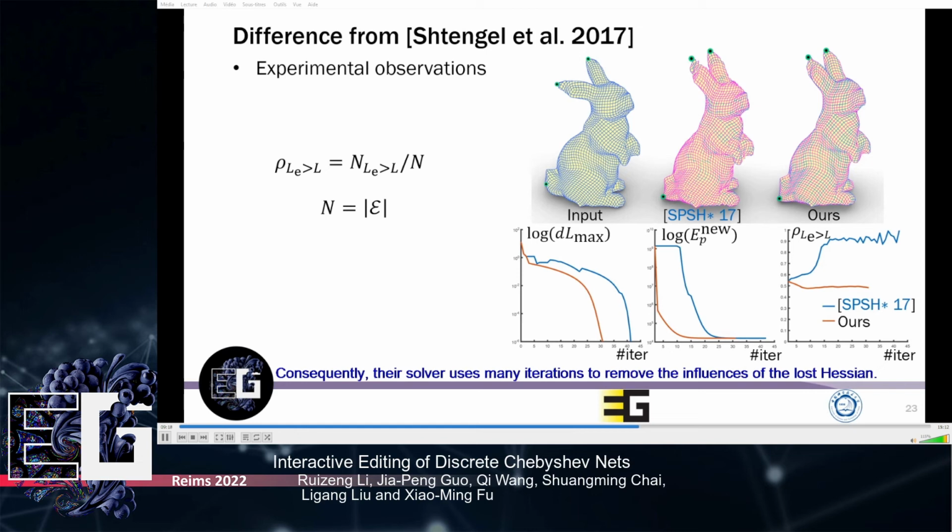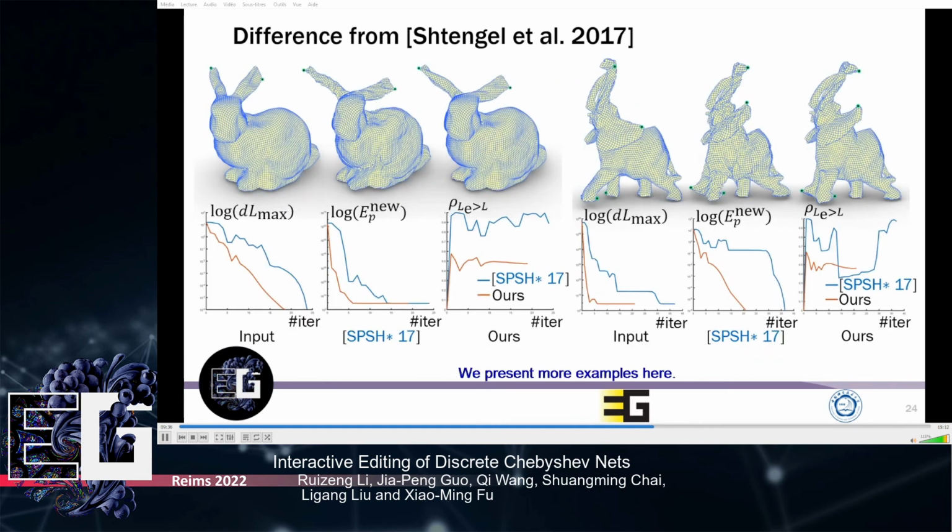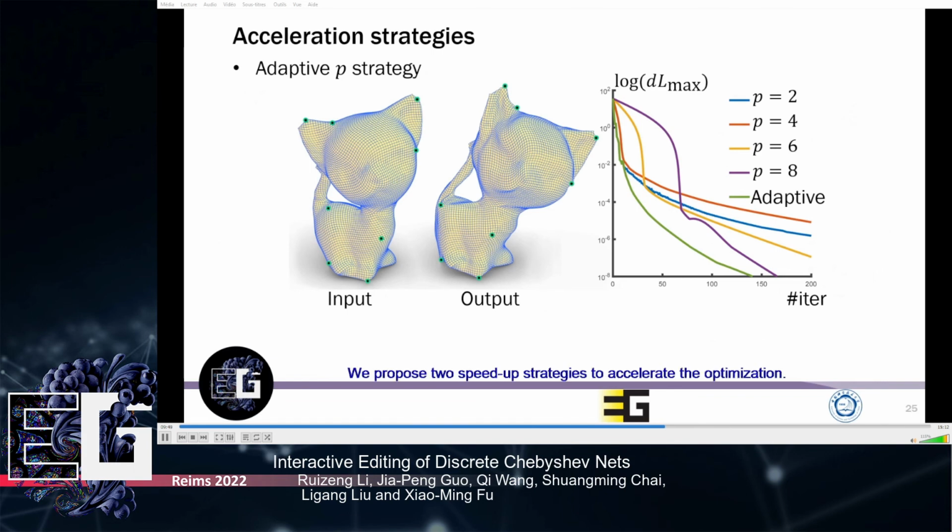Consequently, their solver uses many iterations to remove the influences of the lost Hessian, and such a process leads to noisy results. Despite the noise, the result is also a discrete Chebyshev net. The different results are caused by the freedom of deforming the chord mesh with only edge-length constraints. We present more examples here. Our method is faster and does not generate noise in practice when the L_maximum is greater than 10 to the power of -6.